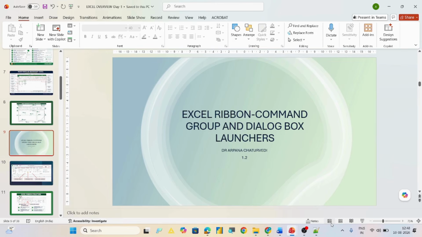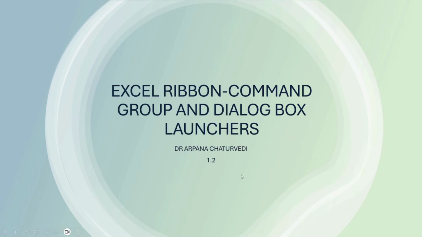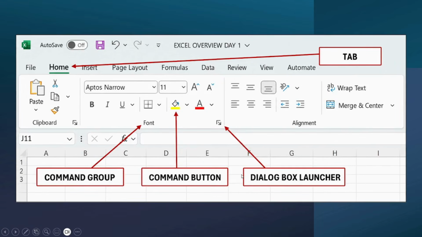Today we will talk about Excel ribbon, command group and dialog box launchers. To understand this, as we learned in the last class about various parts of Excel, we have seen that there are so many tabs and each tab consists of a ribbon, and within a ribbon there are so many command groups. Each command group consists of so many command buttons which are relevant to that particular command group.